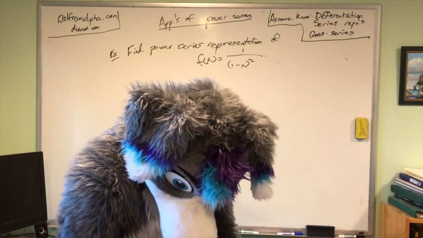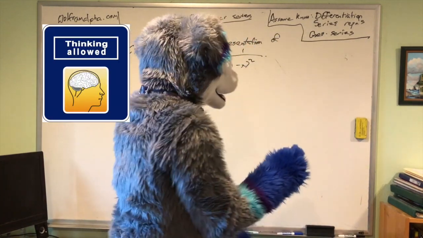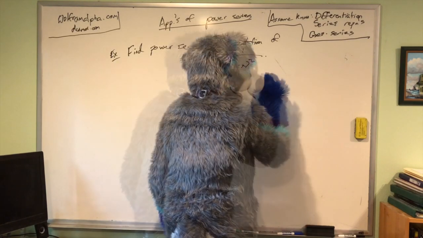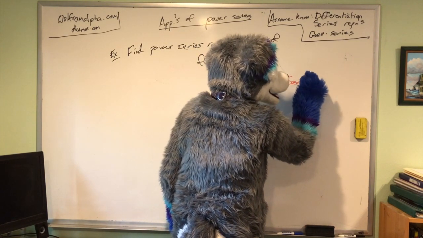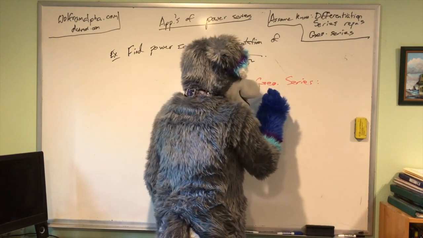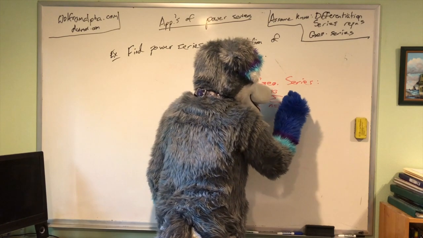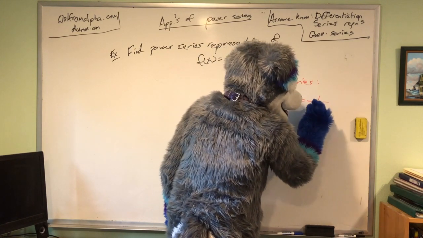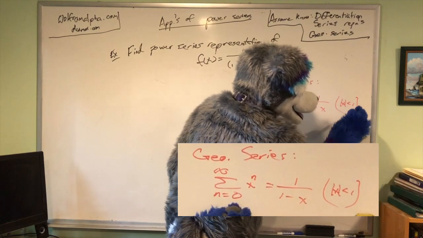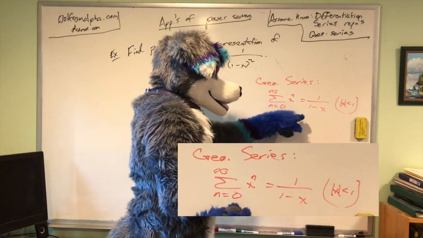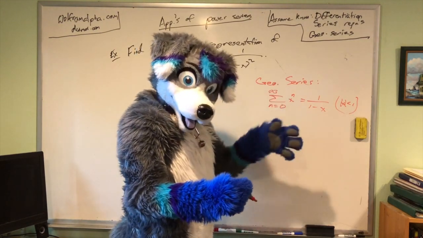You might recall, don't just might, but recall the geometric series formula. The geometric series is the sum from n equals 0 to infinity of x to the n, equals 1 over 1 minus x. And of course, that's for the absolute value of x less than 1. Notice, by the way, this then is the power series representation of the function 1 over 1 minus x.